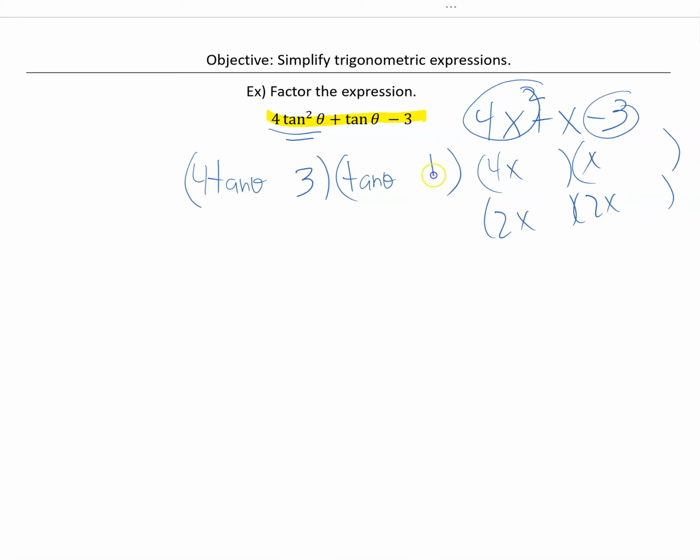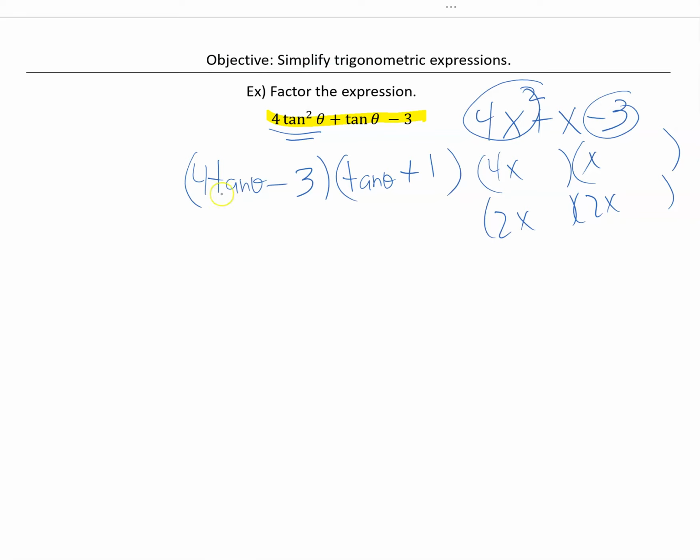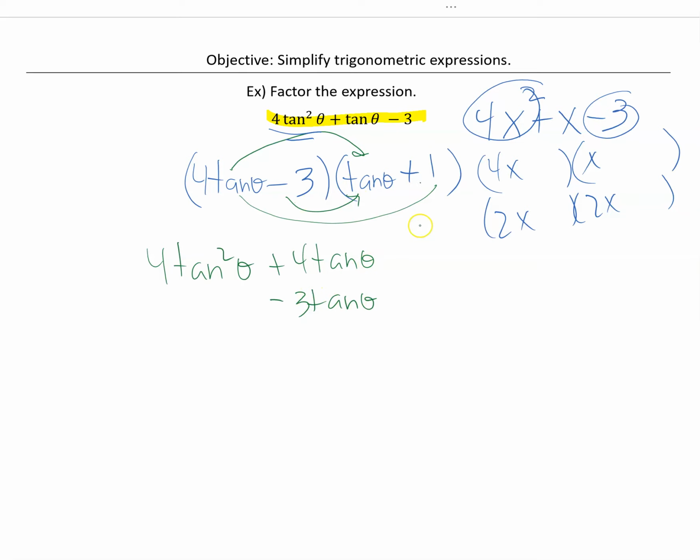If I put a 3 here and a 1 here, and I make this a plus and this a minus, checking it, always check, remember. So 4 tangent times tangent, that would be the 4 tangent squared. Then 4 tangent times 1 gives me a plus 4 tangent. Negative 3 times tangent gives me a negative 3 tangent. And negative 3 times 1 gives me a negative 3. And 4 minus 3 is 1, so that gives me plus 1 tangent theta. So I get all three terms checking.